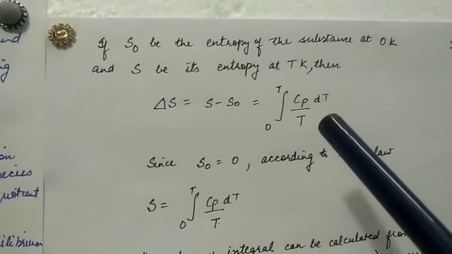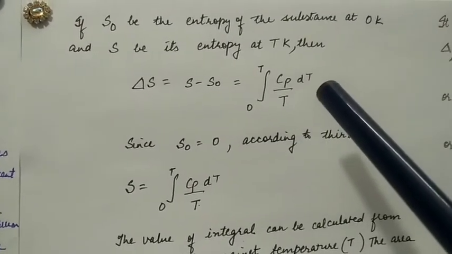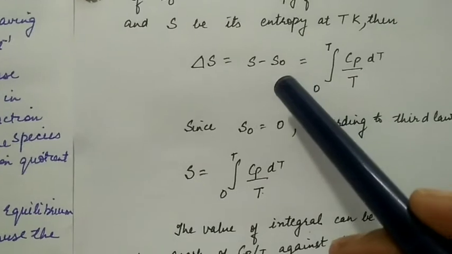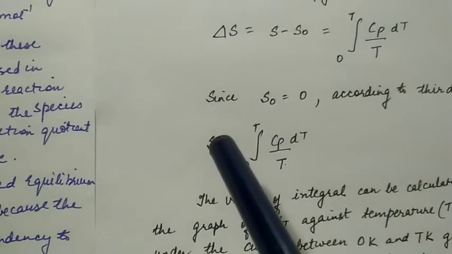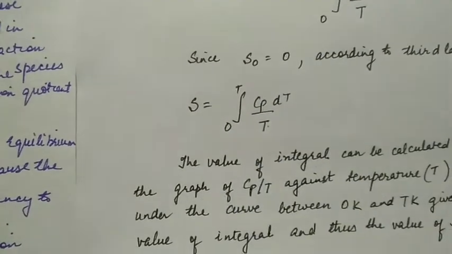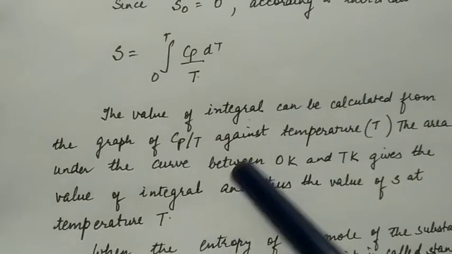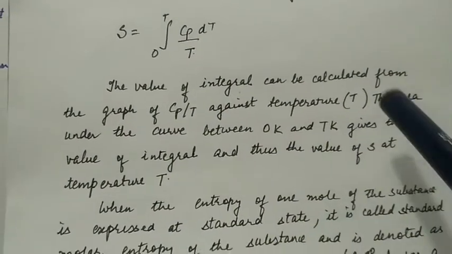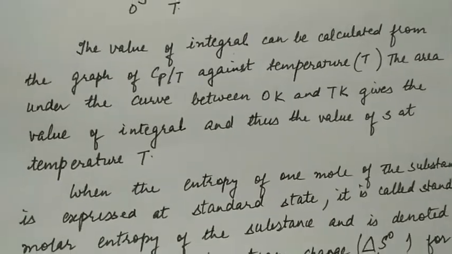But this change is also equal to integral of Cp dT, heat capacity into change in temperature with respect to T within the limits 0 to T. Now since S0 is 0 according to third law of thermodynamics, so we get delta S is equal to S, or absolute entropy of a substance will be integral of Cp dT upon T within the limits 0 to T. तो ये जो value इस integral की है, ये हम Cp upon T को जब T के against plot करते हैं तो उस curve के नीचे की area, the area under the curve, वो इस integral की value देता है, और इस तरह हम substance का absolute entropy at temperature T निकाल सकते हैं.